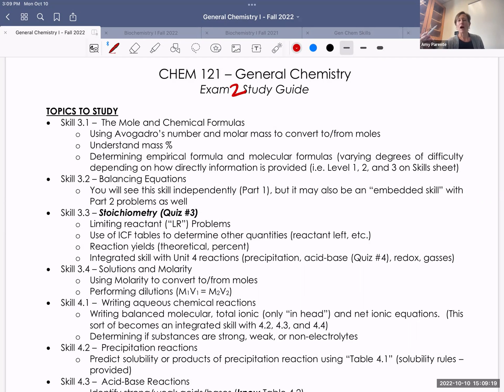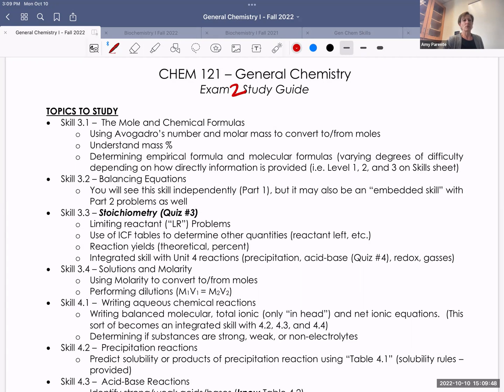Okay, especially since I've got you guys here, I'll pause for a second after I go through each skill and see if you have any questions on anything. The second skill is balancing equations. You might see this independently, and if you look at the practice exam, as I'll show you, there is an independent skill for that. But then there might be something in one of the later problems in the partial credit where you have to balance an equation on your own. So we call that an embedded skill.